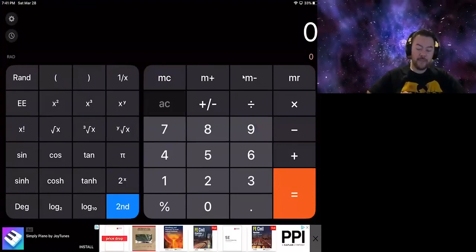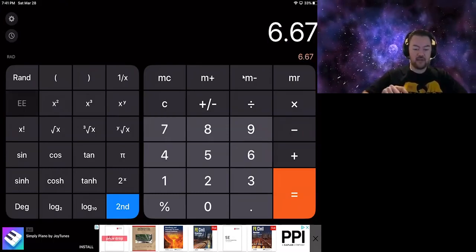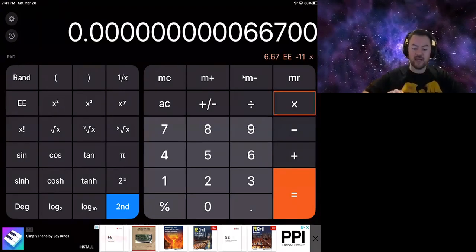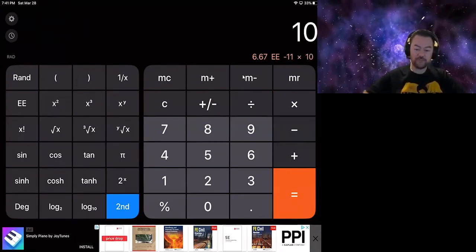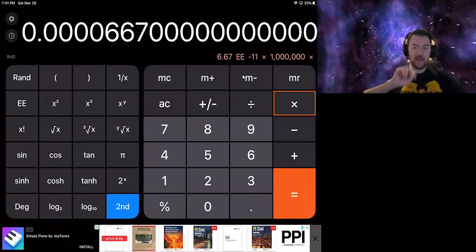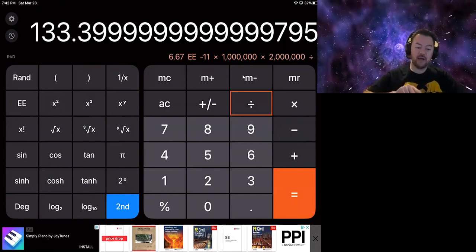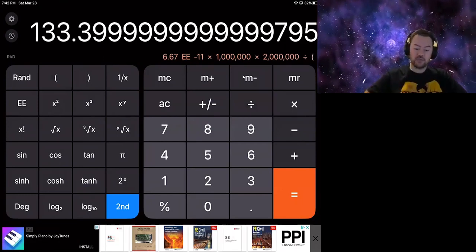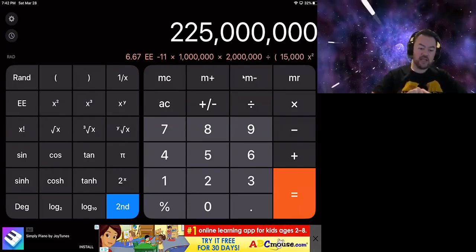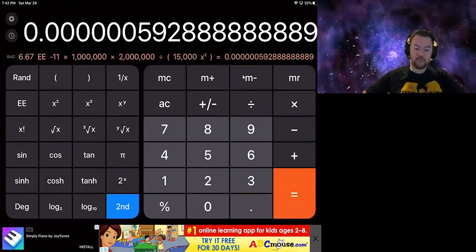So I'm going to my calculator. I'm going to enter the following information. Hopefully I don't screw this up. 6.67 EE. We're going to go minus 11. We're going to multiply that times our first mass, which is 1 million. We're going to multiply that times our second mass, which is 2 million. Then we're going to divide that by the square of the distance, which was 15,000. We're going to square that. We're going to end the parentheses, and then let's see what happens. Let's hope this works. Boom.